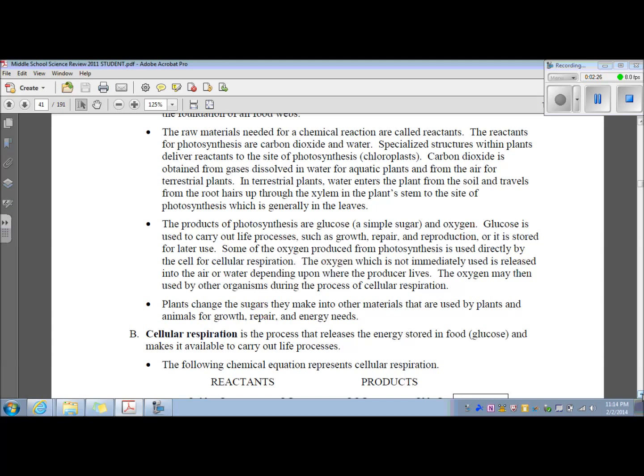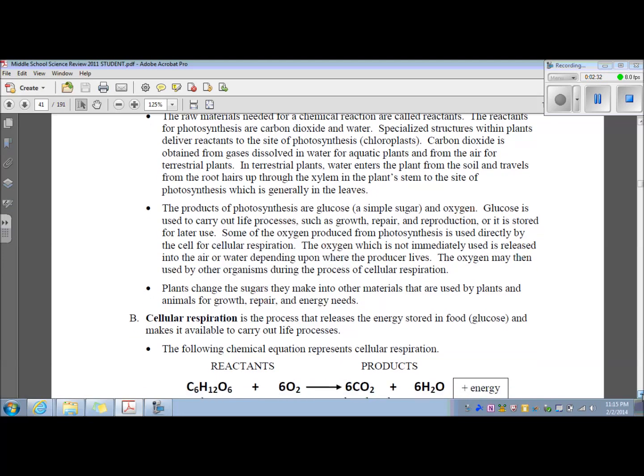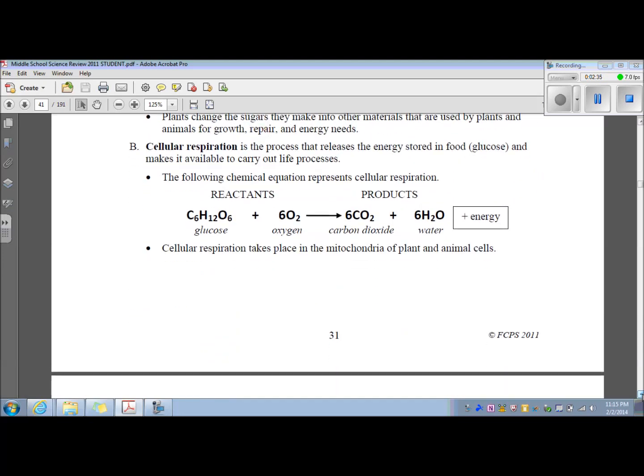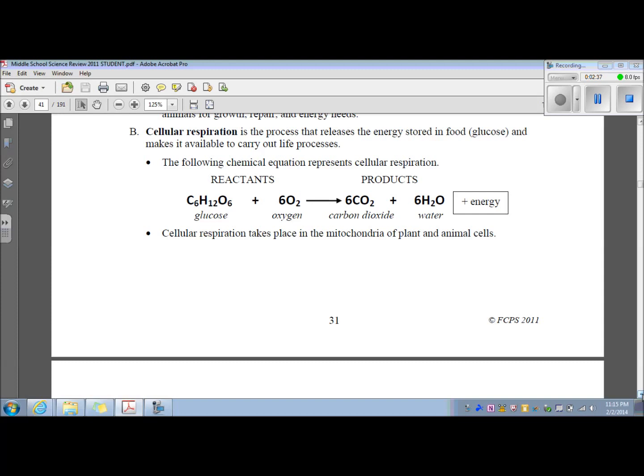Plants change the sugars they make into other materials that are used by plants and animals for growth, repair, and energy needs. Section B. Cellular respiration. Cellular respiration is the process that releases the energy stored in food, such as glucose, and makes it available to carry out life processes.